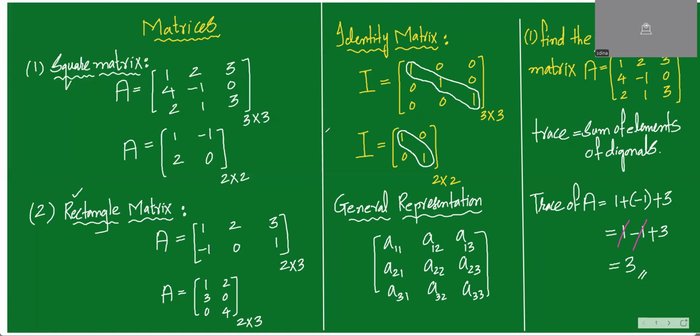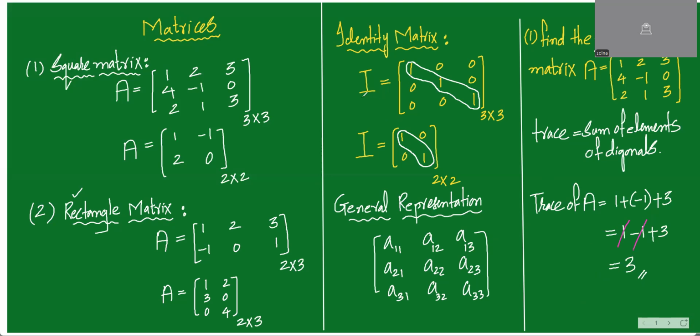Now, next concept. Today I'm taking only the basics, not entering into your syllabus yet. If you understand the foundation, then the problems will become easy for you. The trace of the matrix is the sum of the elements of the diagonal. If the question mentions the trace of the matrix, then we need to go to the diagonal and find the sum.